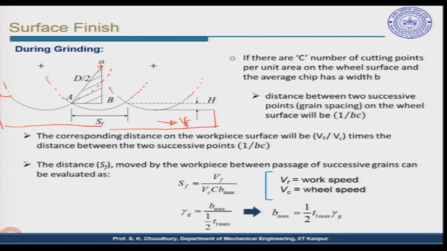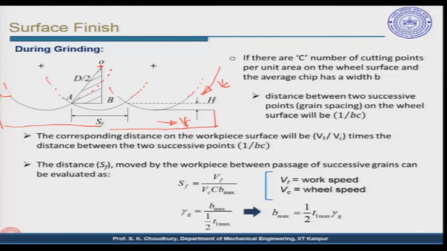So, because of the feed velocity and the cutting velocity imparted on the grinding wheel, there will be a movement from this point to this point, from this point to this point, which we earlier said is equivalent to, in case of milling for example, the feed per tooth, or in case of turning, the feed. So, here let us see what happens.